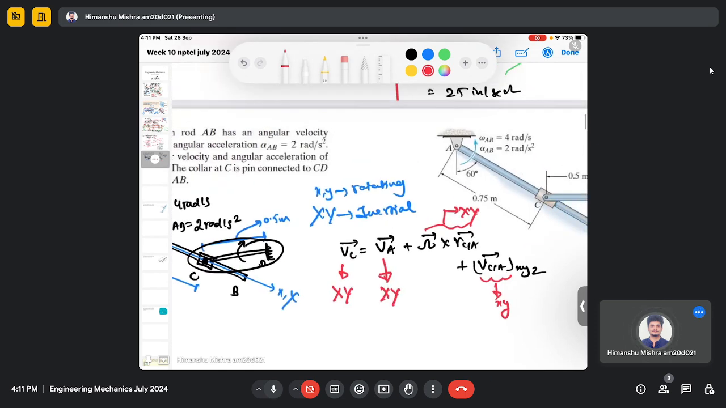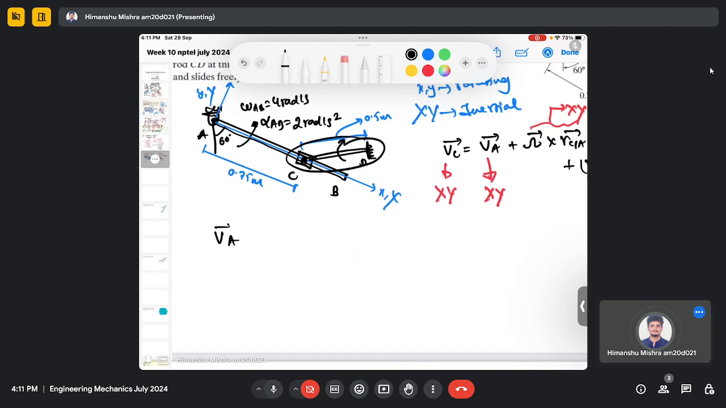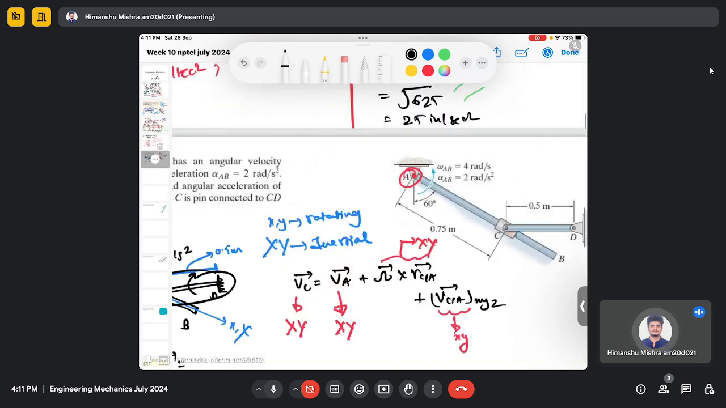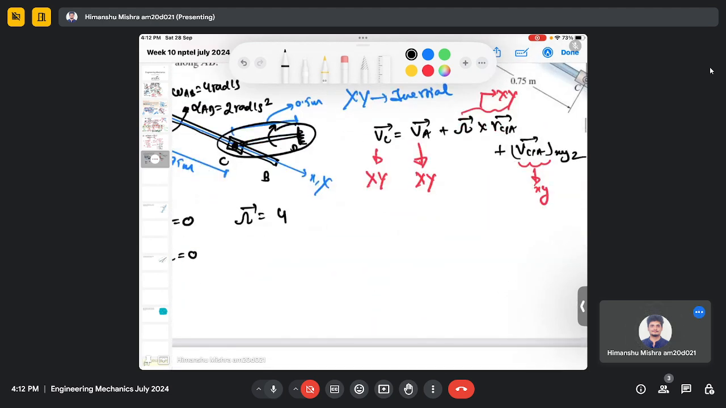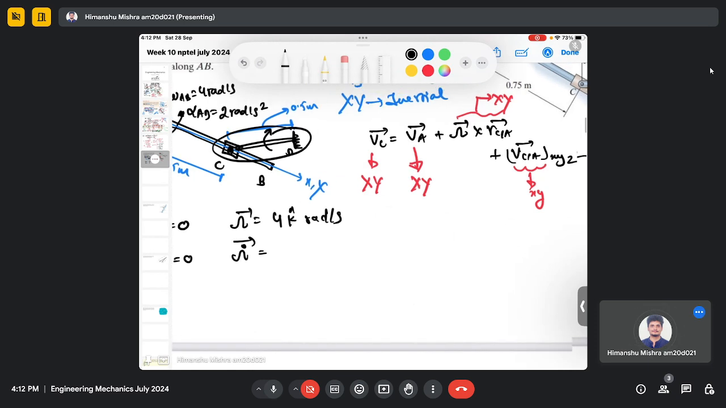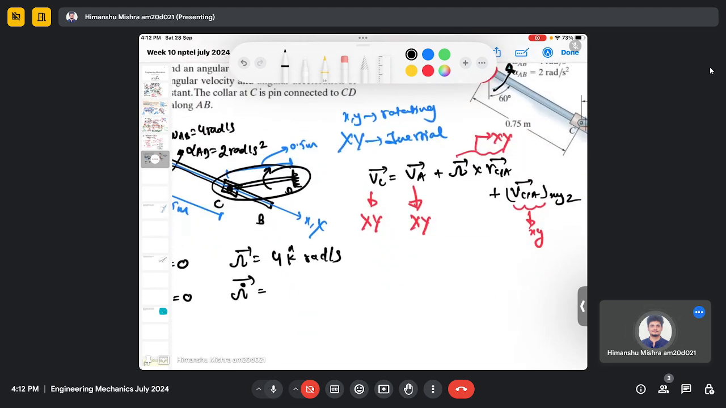So you can see from the figure that at point A this bar is hinged and there is no translating motion of this bar at point A, which means that my VA equals 0 and my acceleration at point A is also 0. My omega is 4k, so this is rotating in the counterclockwise direction, and the axis of this rotation should be out of your screen, perpendicular to the paper, which means this omega is 4k rad per second, and my omega dot, which is angular acceleration, is 2k rad per second squared.